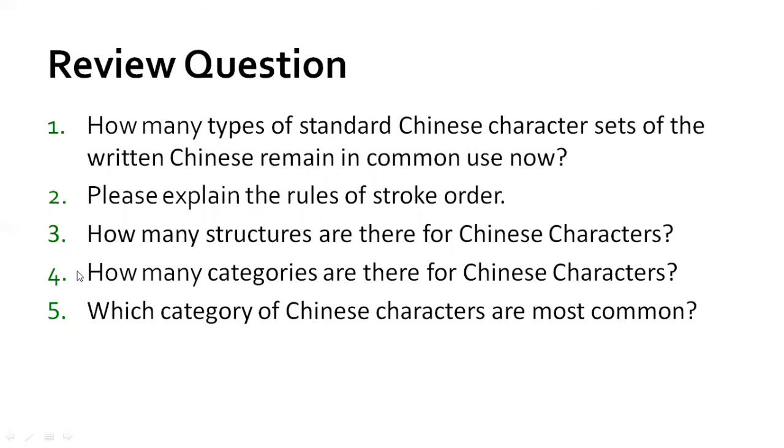The fourth one, how many categories are there for Chinese characters? The last one, which categories of Chinese characters are most common?